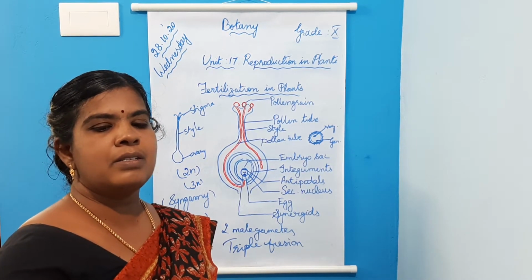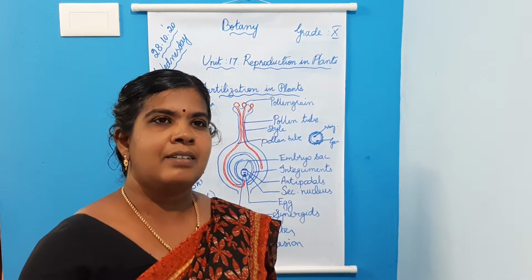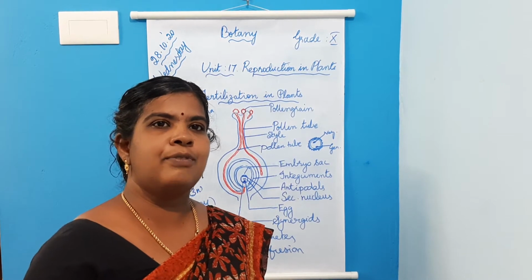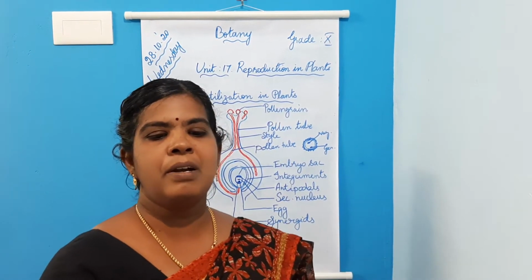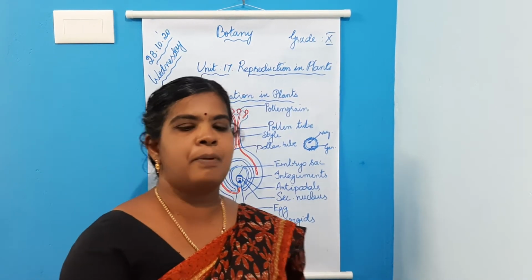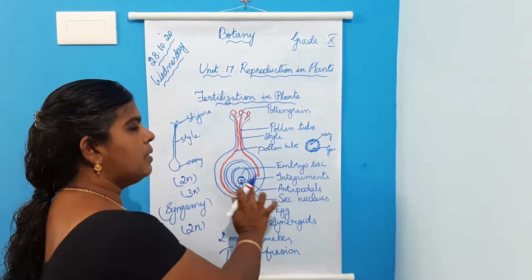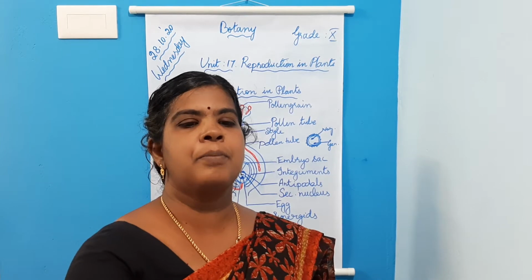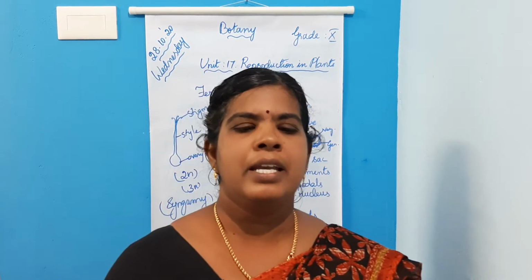Now, in this fertilization, the sperm first fertilizes the egg and second it fertilizes the secondary nucleus. So it is also called double fertilization. After the triple fusion, the primary endosperm nucleus develops into an endosperm. This endosperm provides food to the developing embryo.